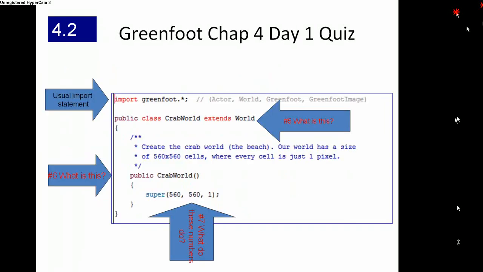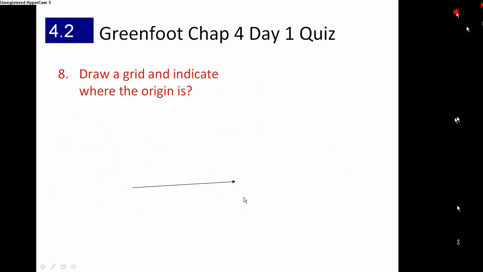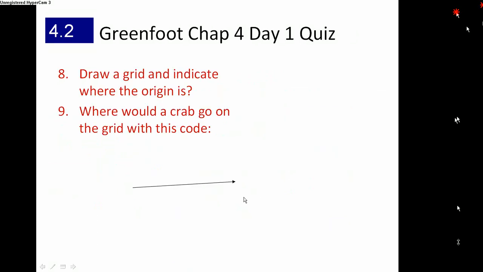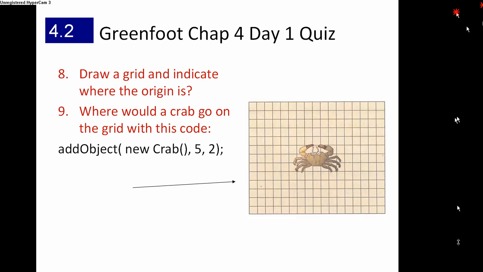I'll quiz you. Greenfoot Chapter 4 Day 1 quiz. Number 5, what is this called? Number 6, what is this called? Number 7, what do these numbers do? 560, 561. Answer those questions. Number 8, draw a grid and indicate where is the origin. So make an arrow to the origin. Where would a crab grow on the grid if this code was executed? addObject(new Crab(), 5, ...) Draw that crab on your grid, and I'll quiz you on that.